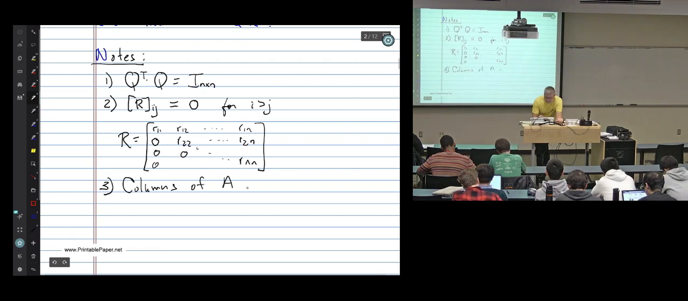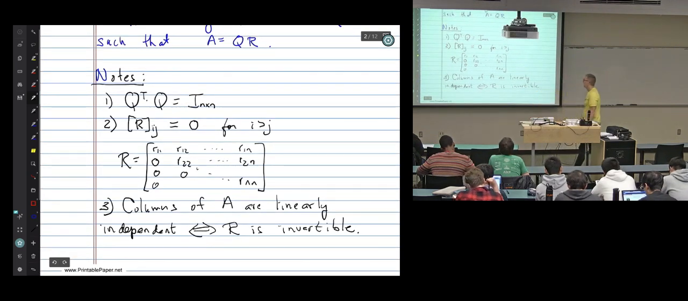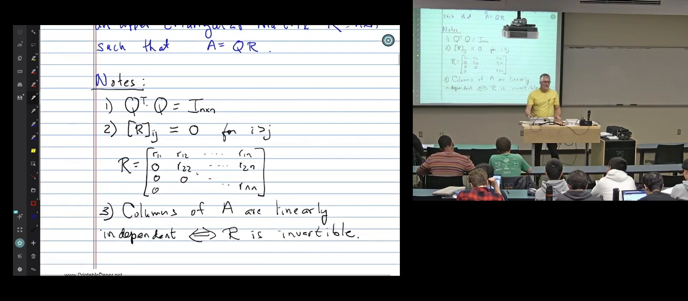And then the columns of A are linearly independent if and only if R is invertible. Okay, that may not be totally obvious at this moment, but as further review, we will get R as the representation of A in a special basis. And that's where it will all become clear that the columns of R are linearly independent.